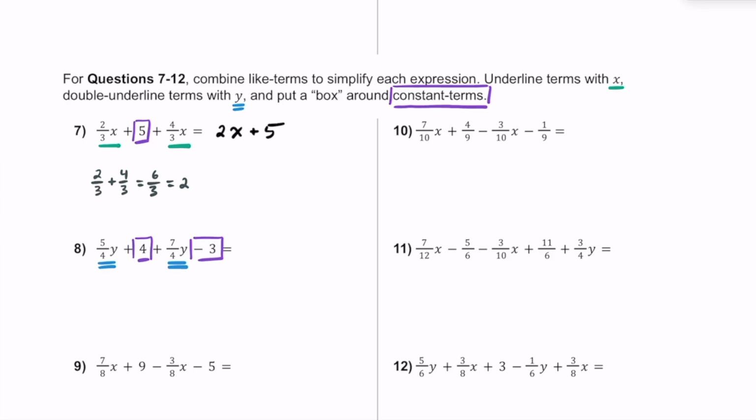So if we combine the y terms, we have 5/4 for a coefficient, and we have 7/4 for a coefficient. Those will combine to make 12/4 for the coefficient, and 12/4 is 3. So our coefficient here is going to be 3 for the y when we combine those. And then if you combine the 4 and then the minus 3, or 4 plus negative 3, whichever way you want to think about it, that's going to be 1. So that would be our most simplified expression.